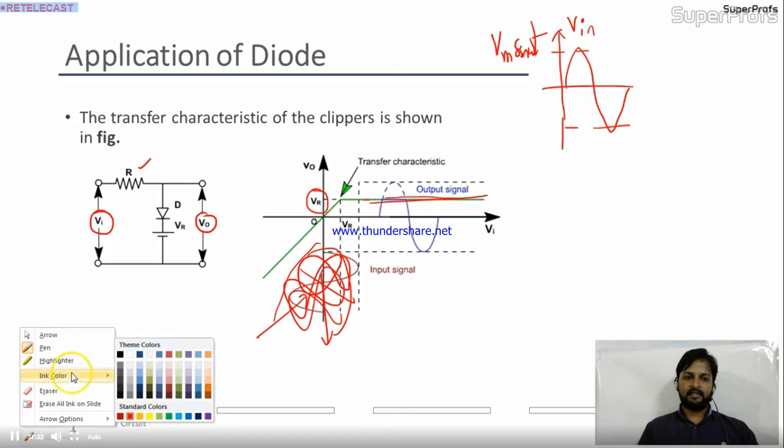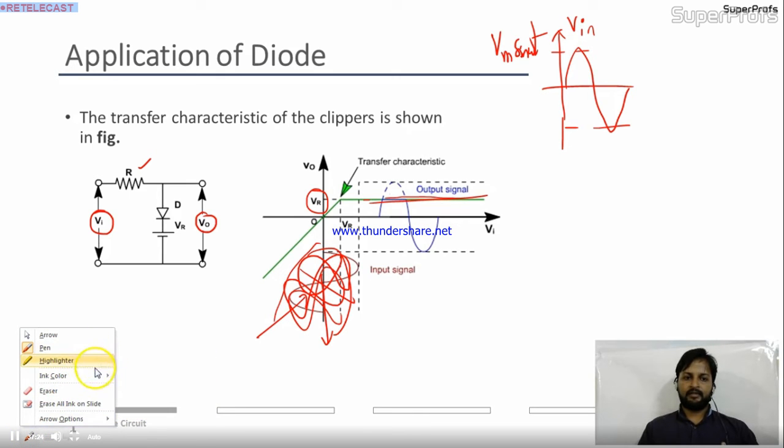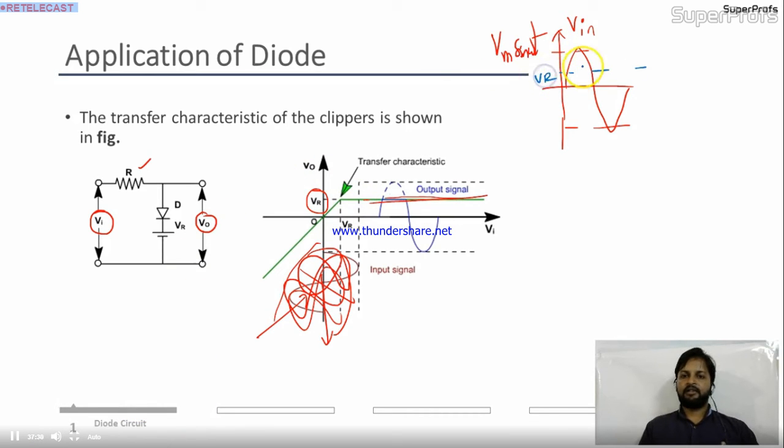Let me change the color of the pen. One reference voltage will be given, like VR. Your task is to remove this part. I don't need this part because at the output I need this one only. So your task is to clip this part. How will this circuit clip it? Let's check it.